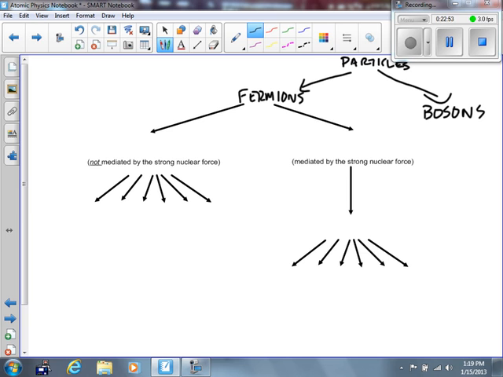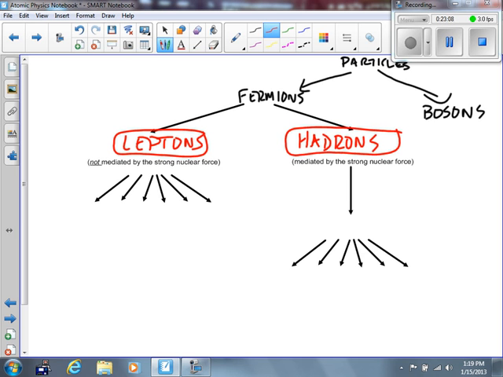There are two subcategories of fermions. They are the leptons. Notice I'm doing this in red. The leptons and the hadrons. The leptons are particles that are not mediated by the strong nuclear force. In other words, not affected whatsoever by the strong nuclear force. The strong nuclear force has no effect or bearing whatsoever on these leptons. These leptons, as far as we know right now, are fundamental particles. You can't get any smaller than these leptons.